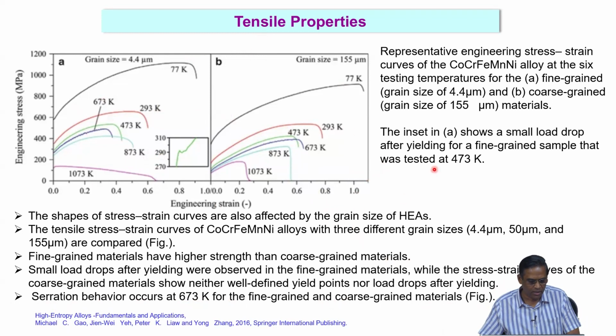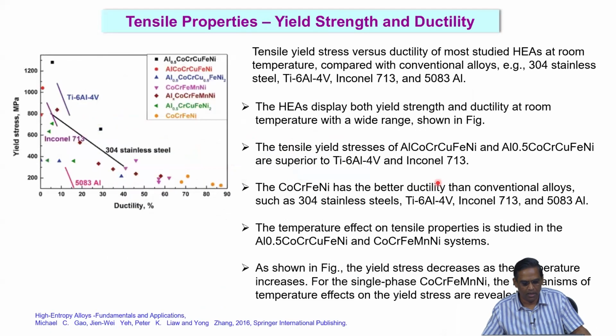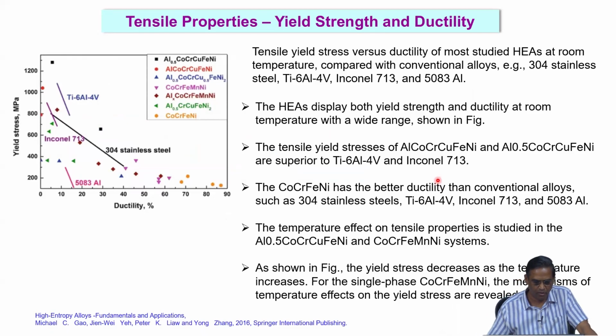So, what is it that we are learning from this slide? The strengthening mechanisms you see in conventional alloys are also applicable in high entropy alloy systems, and that is clearly exhibited in the study. And what about the yield strength ductility combination? That is what you have to compare with the conventional alloy systems.